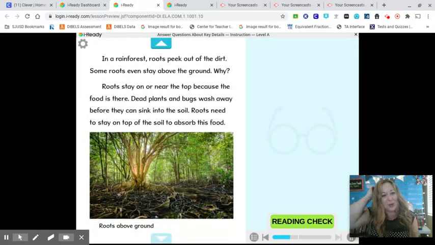We have one more. In a rainforest, roots peek out of the dirt. Some roots even stay above the ground. Why? Roots stay on or near the top because the food is there. Dead plants and bugs wash away before they can sink into the soil. Roots need to stay on top of the soil to absorb this food. So let's look at the picture, and we have roots above the ground. Let's do our reading check.